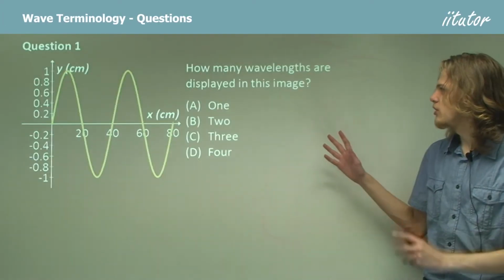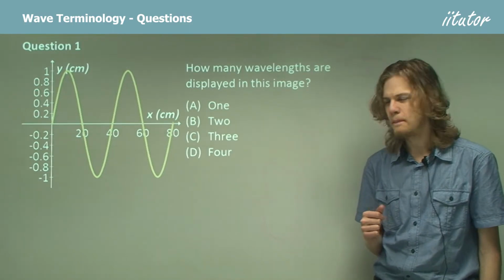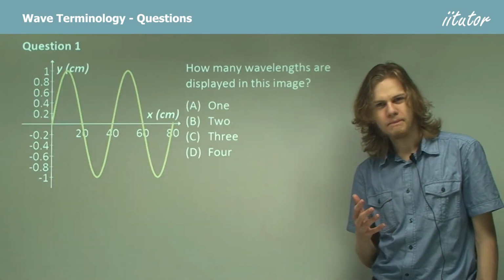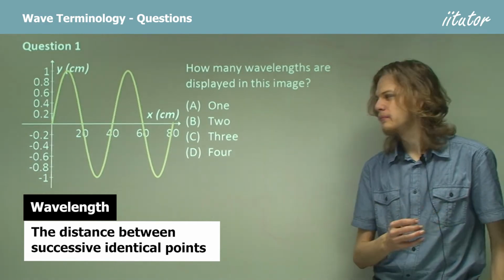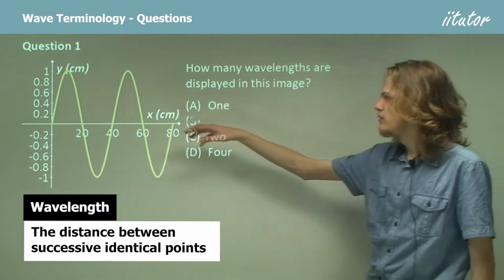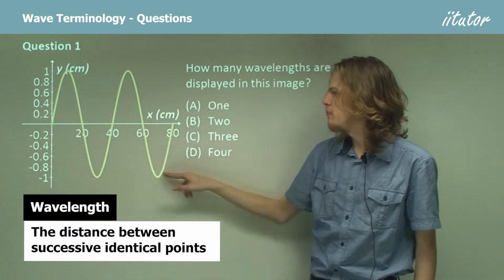How many wavelengths are displayed in this image? It's somewhere between 1 and 4. So what's a wavelength again? It's the total pattern of the wave repeated. So we can see that we have a bump over here, and a bump at the bottom, and a bump at the top, and then a bump at the bottom.